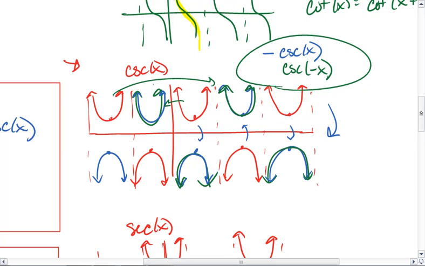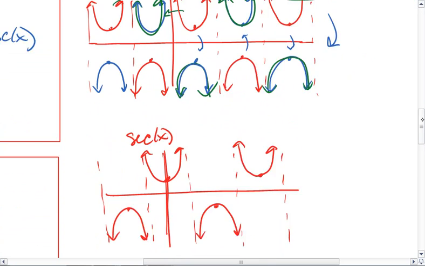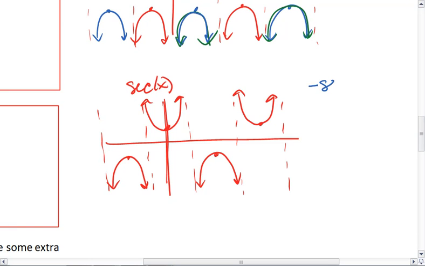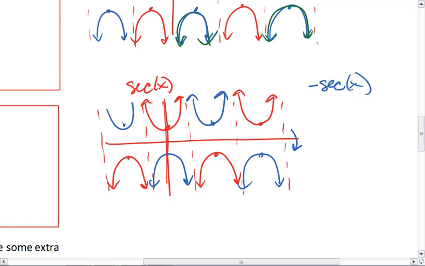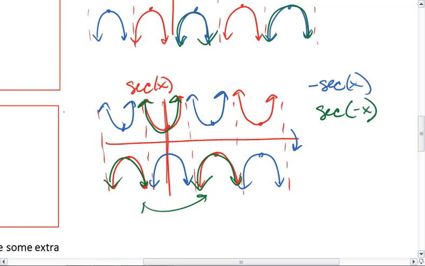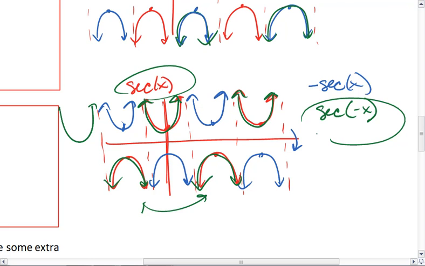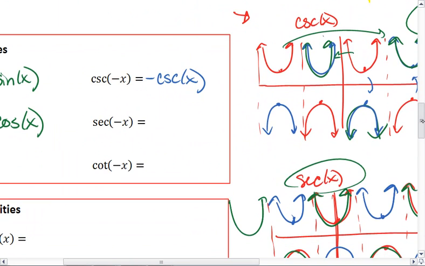Let's look at secant. Let's first flip cosecant, or let's flip cosecant across the x-axis. All my parabolas switch spots. But now what happens when I reflect across the y-axis? I see that this red parabola gets flipped onto itself. These two parabolas switch spots. And there's another parabola over here that switches spots with this far right parabola. Thus, secant and secant of negative x are the same. So secant of negative x equals just secant of x.